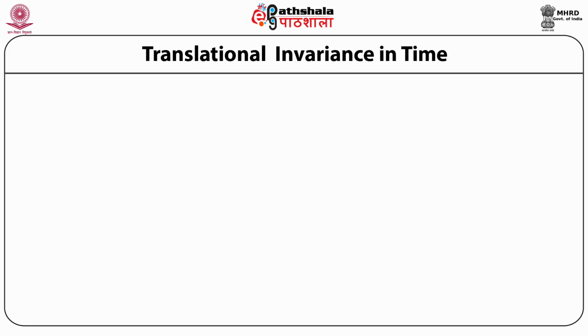Translational invariance in time. Up till now, we were discussing translational invariance in space, and we saw that if the Hamiltonian is invariant under such a translation in space, then the linear momentum is conserved. Now, let us see that if there is a displacement in time and the corresponding Hamiltonian remains invariant under such a displacement in time, then what is the conservation law that we obtain? So, what we see is displacement in time leads to the law of conservation of energy.